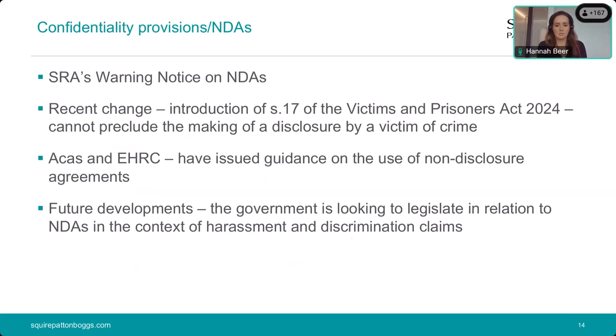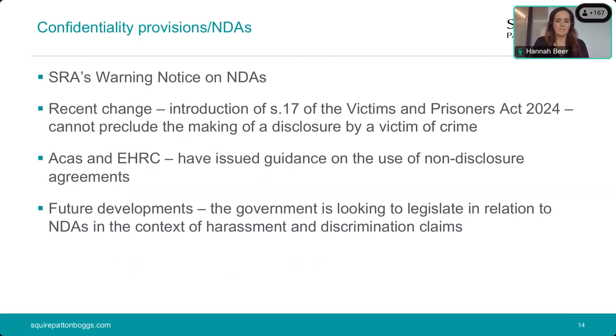And the notice sets out a reminder of some of the key issues and risks that advisors should be aware of when dealing with NDAs. And this is why you often see wording, I'm sure you've come across it in settlement agreements, which makes it clear that nothing in the agreement will prevent somebody from, for example, making a protected disclosure under the whistleblowing legislation.